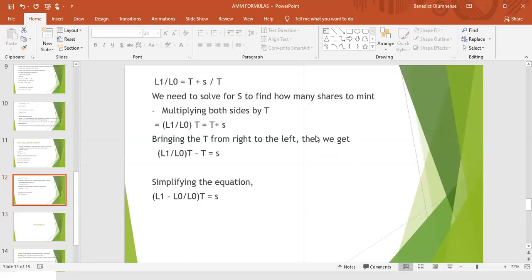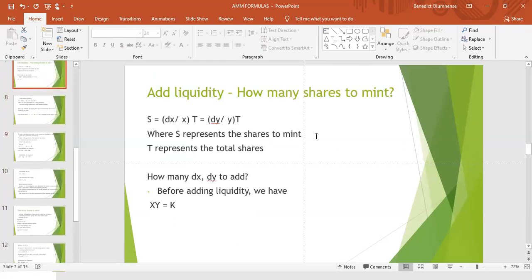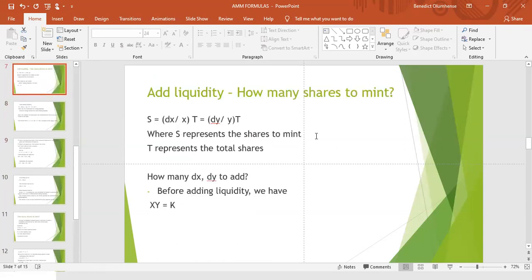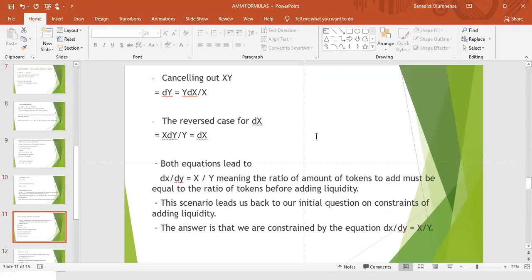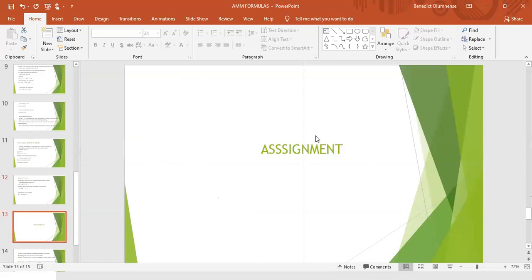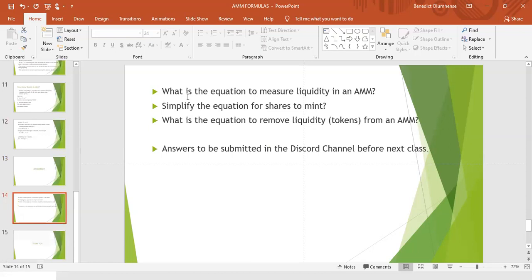So, assignment for this class. We've talked about addition of tokens to the contract, and we're talking about swapping of tokens in the AMM contract. I was talking about shares to mint. However, going forward, I want this class to be a little bit proactive, so let me put in a couple of assignments. What is the equation to measure liquidity in an AMM? How do we simplify the equation for shares to mint? And what is the equation to remove liquidity tokens from an AMM? Please do research on these three questions and put your answers in the Discord channel. I'll be looking over the next few days before our next class to see how many people attempt to answer these questions.